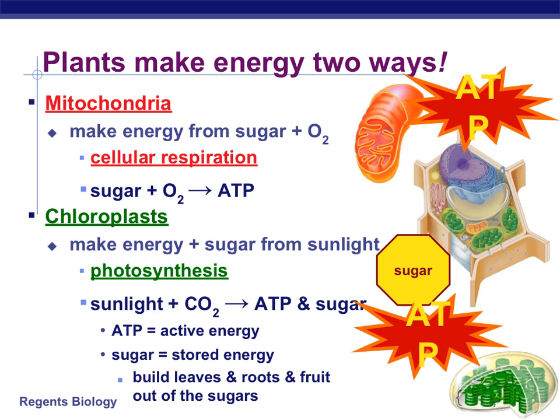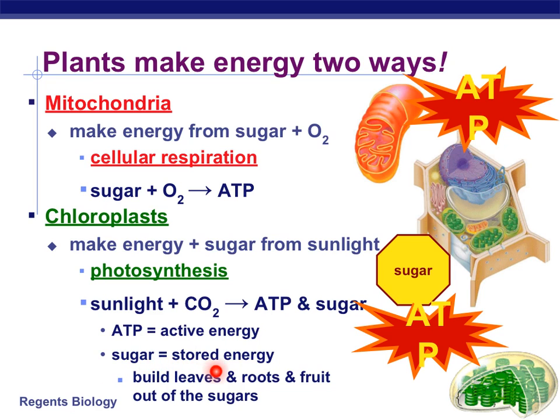They also have the chloroplasts, which you're probably quite familiar with. They make energy plus sugar using the sunlight as the original energy source. So in a process called photosynthesis at the chloroplast, they're going to use the sunlight plus carbon dioxide, and what they will produce are complex or simple sugars, carbohydrates, but as a byproduct, they'll have ATP. So ATP is going to be the active energy.